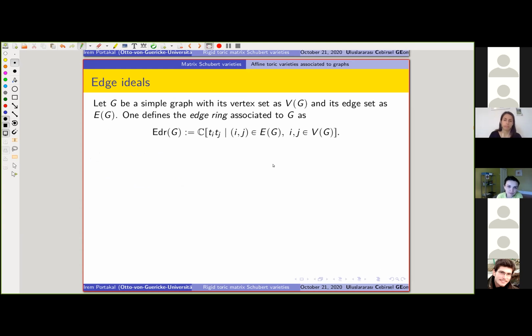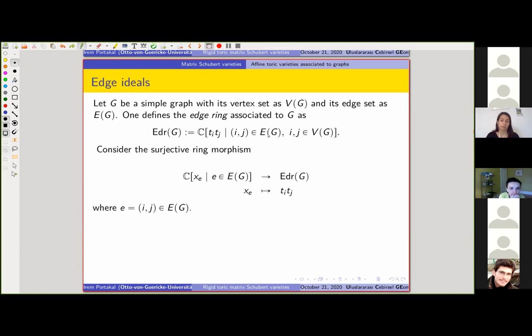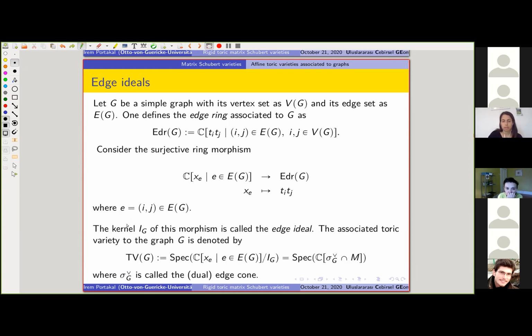So you take a simple graph, and actually I'm taking an undirected graph, with its vertex set as V of G and its edge set as E of G. And we define this edge ring, which has T_i T_j whenever I have an ij edge. And then I write the surjective ring morphism from a polynomial ring in the x_e's to the edge ring, where x_e goes to T_i T_j whenever ij is an edge. And if you consider the kernel of this map, this is called an edge ideal. And this is always binomial, actually.